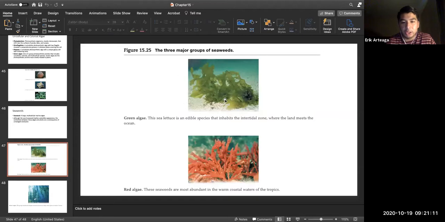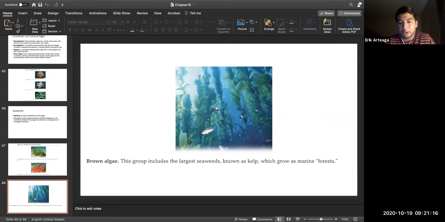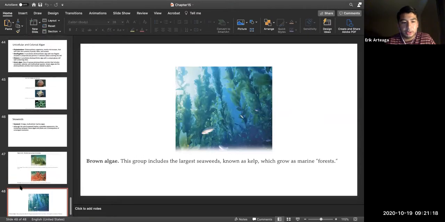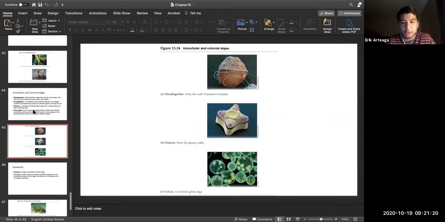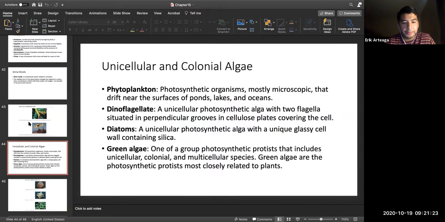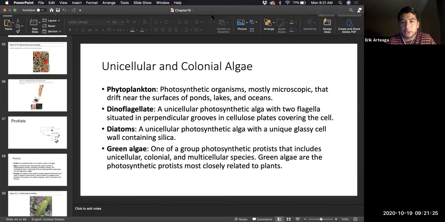You have green algae, chlorophyta, rhodophyta or red algae, and then bryophyta, which is brown algae. But you should be able to easily identify that. It's not too difficult to tell. Okay. Any questions? Any questions?